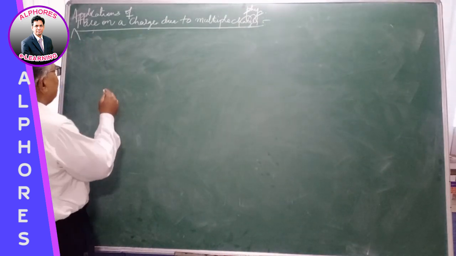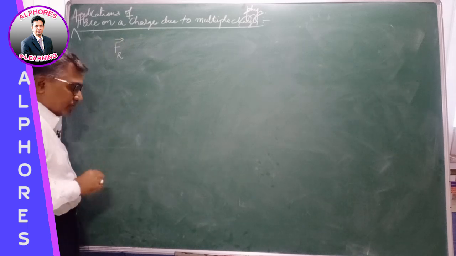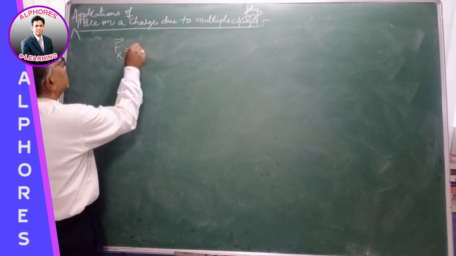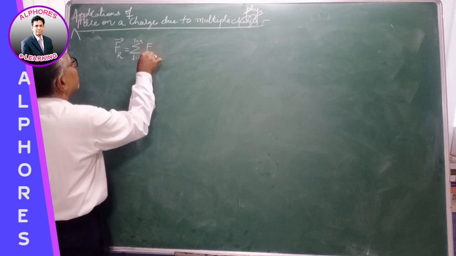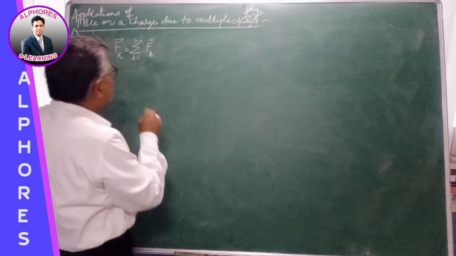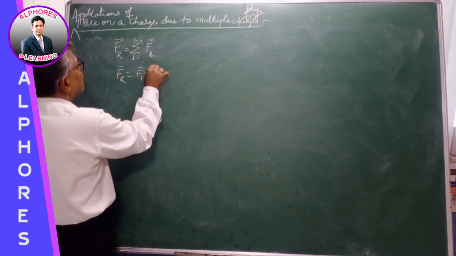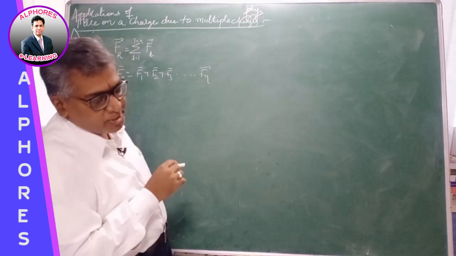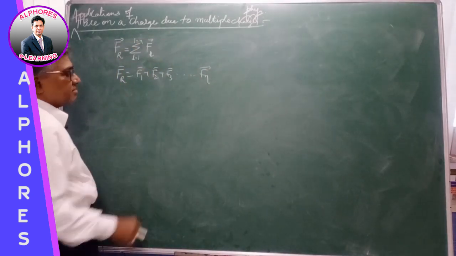We have studied in the previous session that according to the principle of superposition, the resultant force acting on any particle is the vector sum of all the forces acting on the particle, considering all the forces simultaneously. So the resultant force Fr bar is F1 bar plus F2 bar plus F3 bar up to Fn bar. Applying this principle of superposition, let us now consider the various applications of these forces.